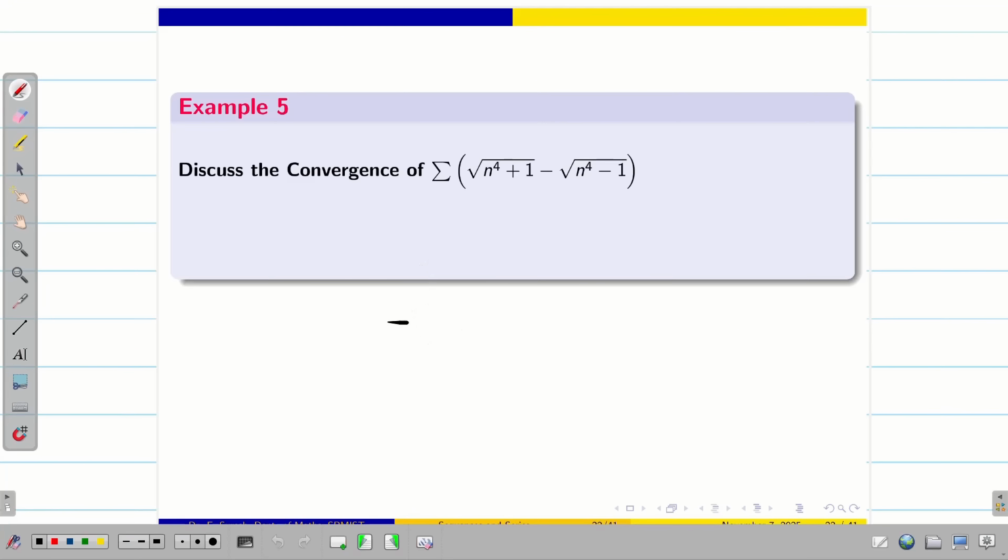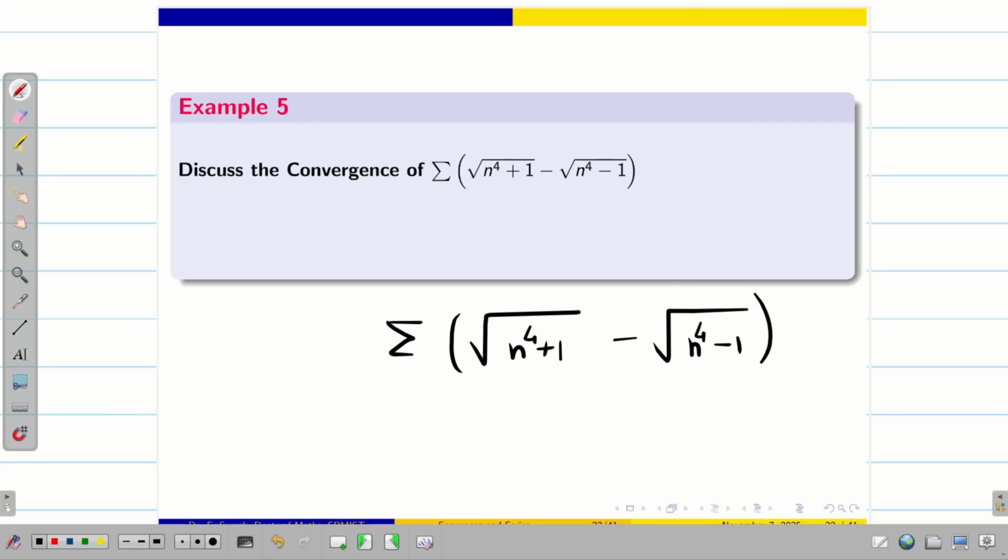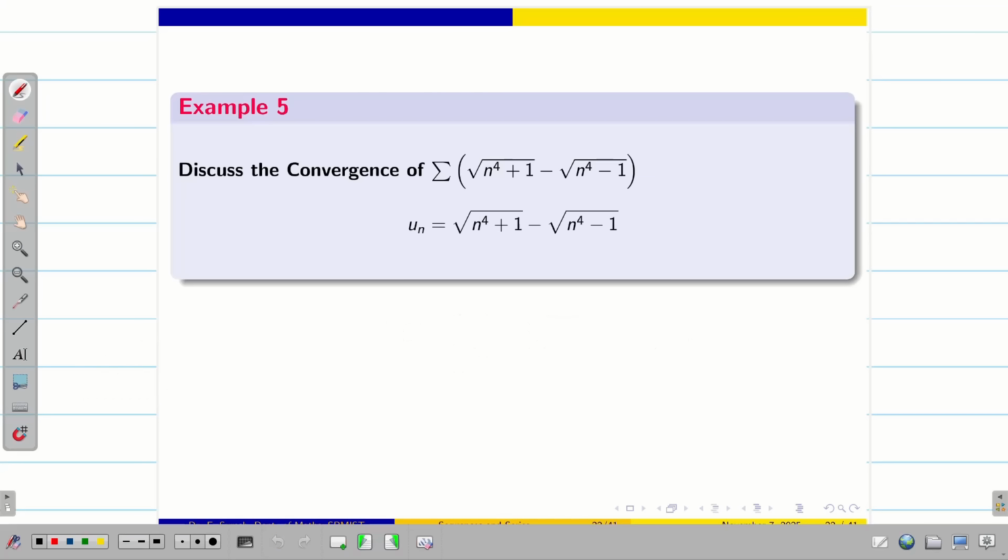Discuss the convergence of summation square root of n power 4 plus 1 minus square root of n power 4 minus 1. Now what is the difference between this problem and the previous session problems? In our previous sessions, we had some denominator so that we could tally the numerator and find Vn easily from the given problem. But now this problem does not contain any denominator. Suppose we take the problem as un.